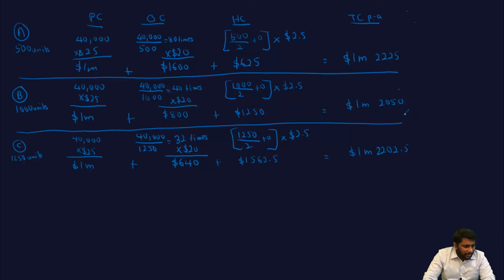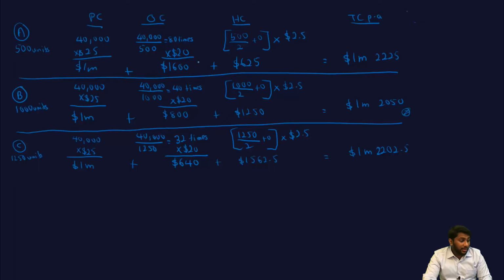Only $1,002,050. Here it is 2225. Here 2202.5. So as of now, which manager has given the best opinion? Manager B. So let me put these numbers into a small summary.